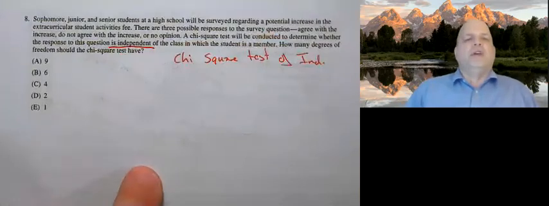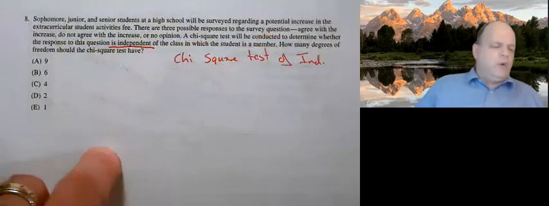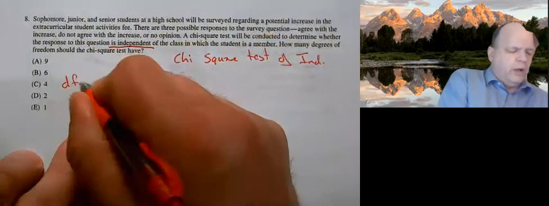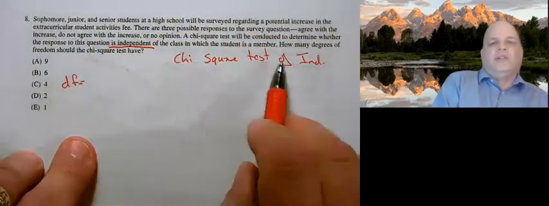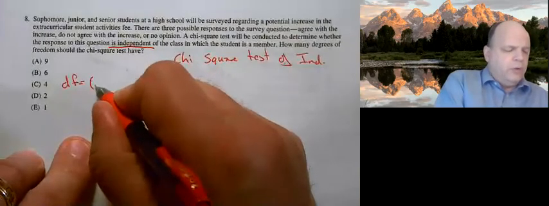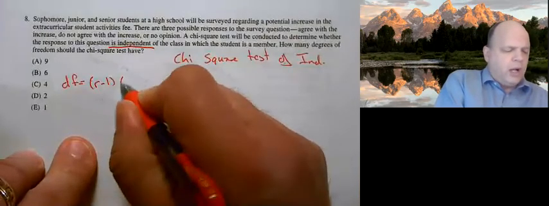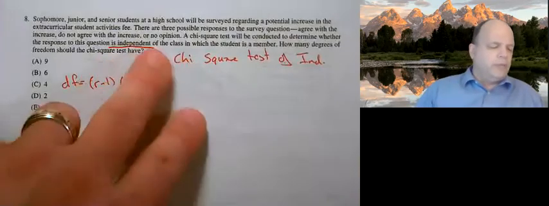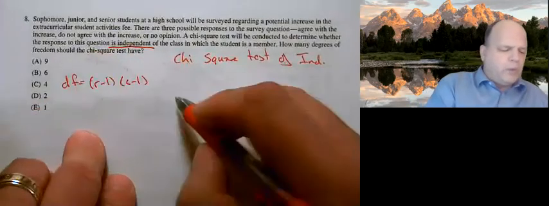How many degrees of freedom should be used in the chi-square test? Well, first off, what is the formula for degrees of freedom for a chi-square test of independence? It's rows minus 1 times columns minus 1. You're like, uh-oh, that's a problem. I don't have any rows or columns. So I need to go back and reread this.